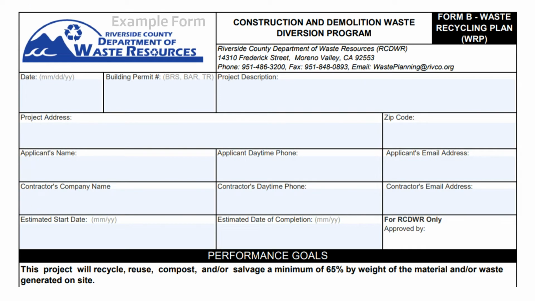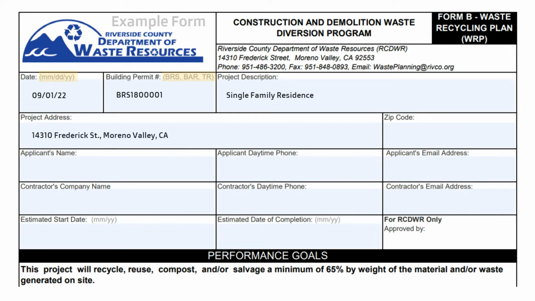Now let's get started. For the top portion of Form B, please provide the date you are completing the form, include the month, day, and year. Provide the building permit number or numbers. If the project is a tract development, please include the tract number. Provide a project description, for example, additional dwelling unit, tract housing development, new commercial construction, single-family residence, etc.